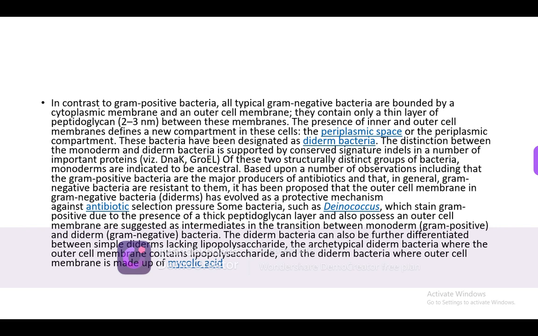The diderm bacteria can also be further differentiated between the simple diderms lacking lipopolysaccharide and the archetypical diderm bacteria, where the outer cell membrane contains lipopolysaccharide, and diderm bacteria where the outer cell membrane is made up of mycolic acid.